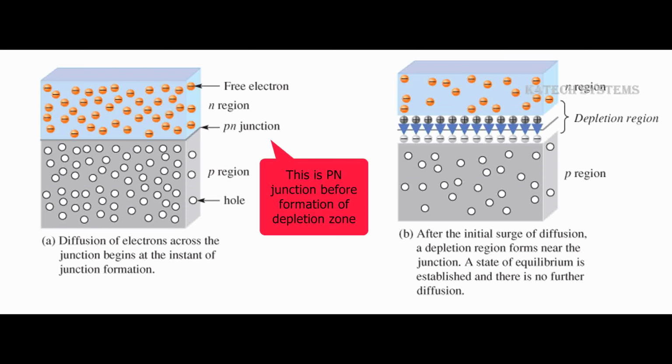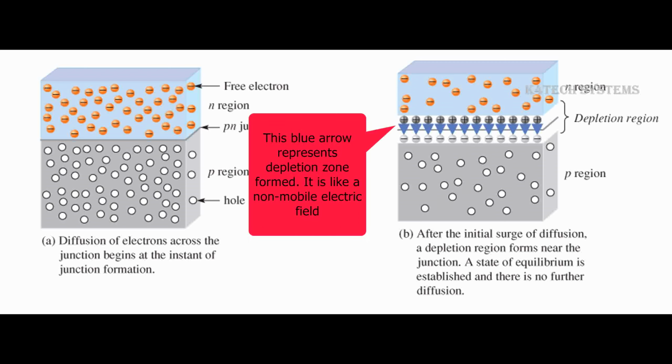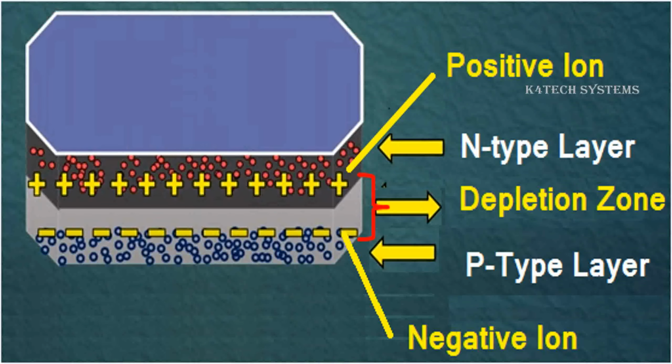What is a depletion zone? The depletion zone is the region where mobile charge carriers are not present. It acts as a barrier opposing the flow of electrons from the N-type layer and holes from the P-type layer. The depletion zone is created due to an electric field. The depletion region is very thin compared to the N-type and P-type layers.